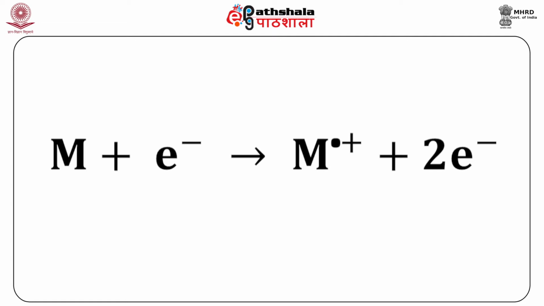Now you can see that apart from the plus sign, there is also a dot on the M+. What is that? It indicates the presence of a radical cation which is formed. That is called a molecular ion.